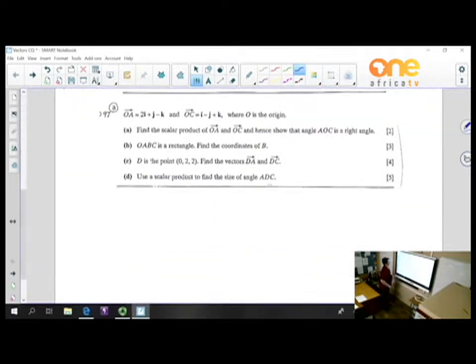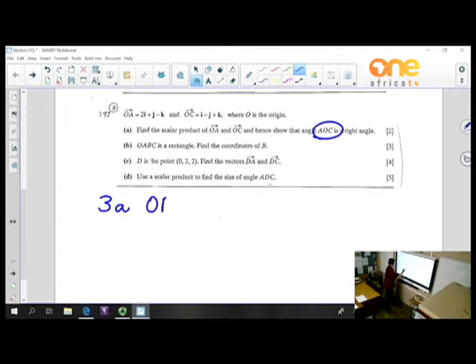Right, there's question 3. OA is the vector 2i plus j minus k. OC is i minus j plus k, where O is the origin, so from the origin. Find the scalar product, A dot B, of OA and OC, and hence show that that angle is a right angle. So this is the number 3A, and we're finding the scalar product.